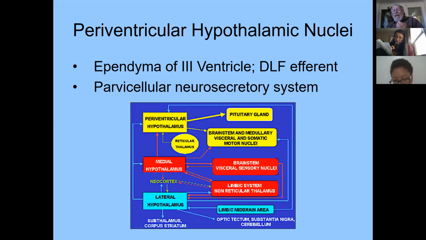So they again modulate how an organism is going to respond.